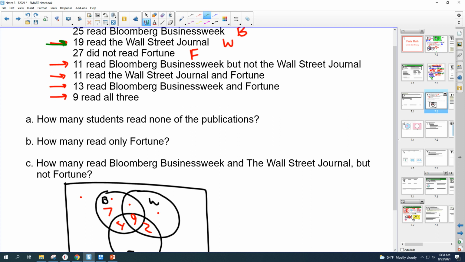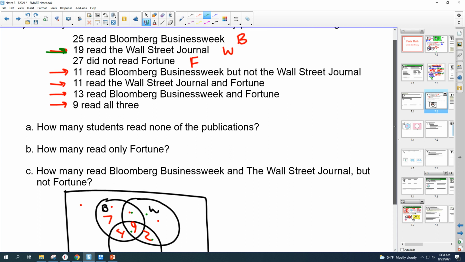19 read Wall Street Journal. Well, check it out. That's this and this and this and this. I've got 2 holes to fill. I've got 2 missing spots. I don't know how to fill in that number. I can't fill in that number unless I only have 1 missing spot. So let's skip that one. We'll come back to that.